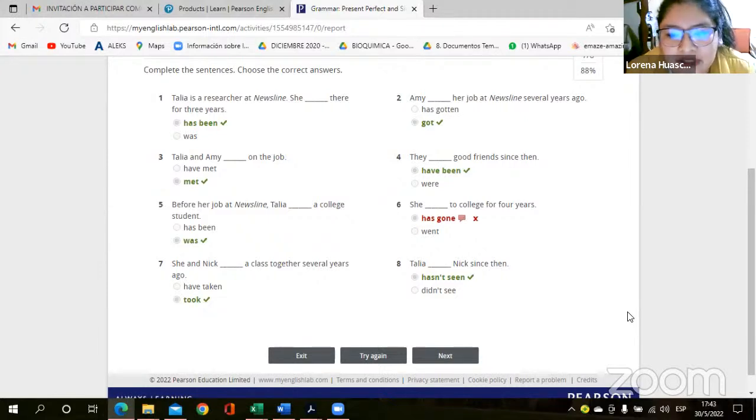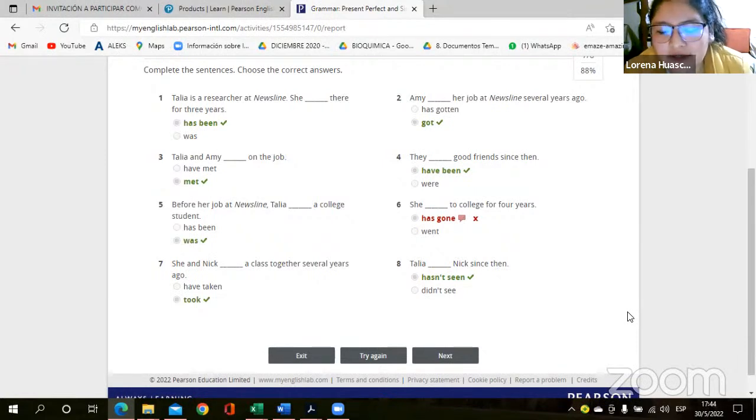For example, she has gone to college for 4 years. If we use has gone, it means that she was in the college for 4 years and she is still in the college nowadays. So we don't know when she is going to finish, for example. And that is great in the speaking part. But in the platform, this is assuming that the career of a college is just for 4 years or 5, for example.